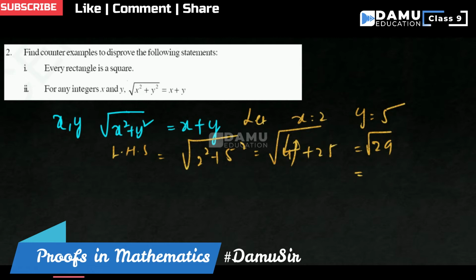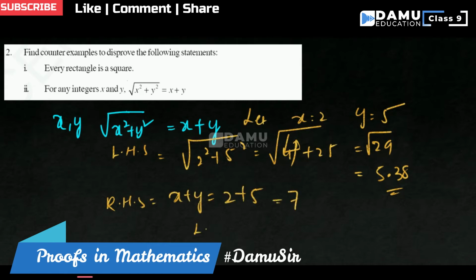So what is the square root of 29? That is 5.38. Then what is the RHS here? The RHS will be equal to x plus y, that is 2 plus 5, that is equal to 7. So here LHS is not equal to RHS. LHS is 5.38, that is not equal to 7. So this is the case.